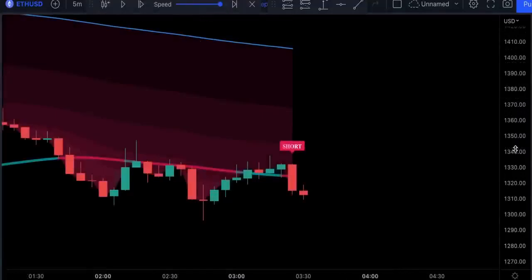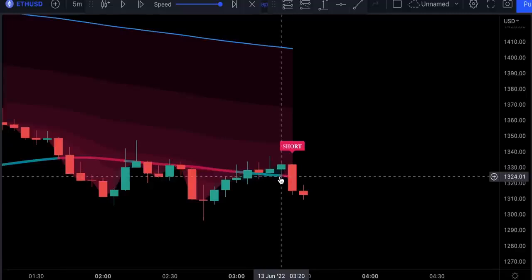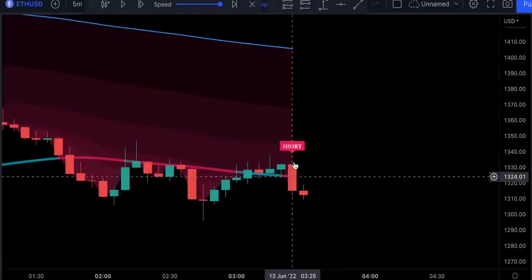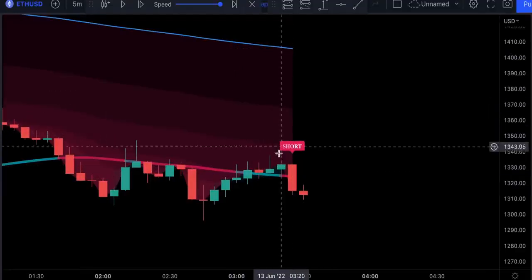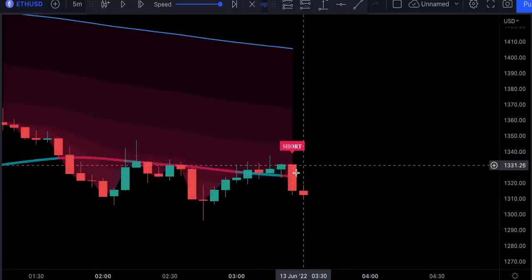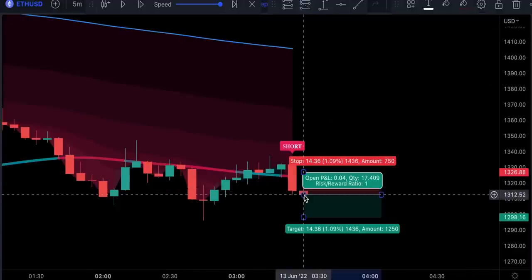Okay, so for a short signal to be valid, we first need to have the price closed below the moving averages. The faster length moving average has to be below the slower length moving average, and it has to be colored in red. The trend ribbon also has to be colored in red, and we need to have a new short signal issued by the strategy. Obviously, this short signal will be issued after the second candlestick closed. We will place a sell order at the close of our trigger candlestick.